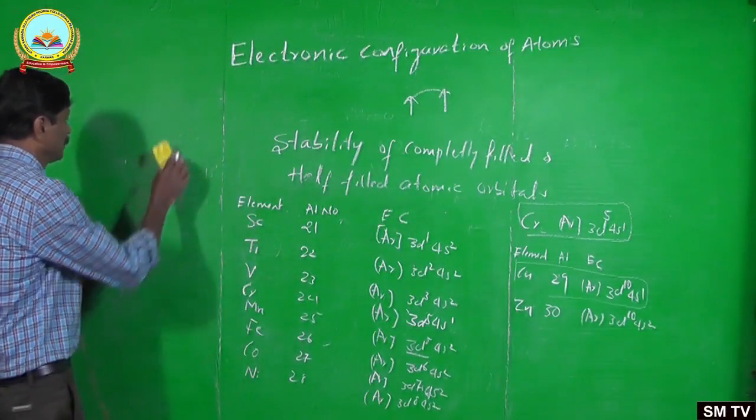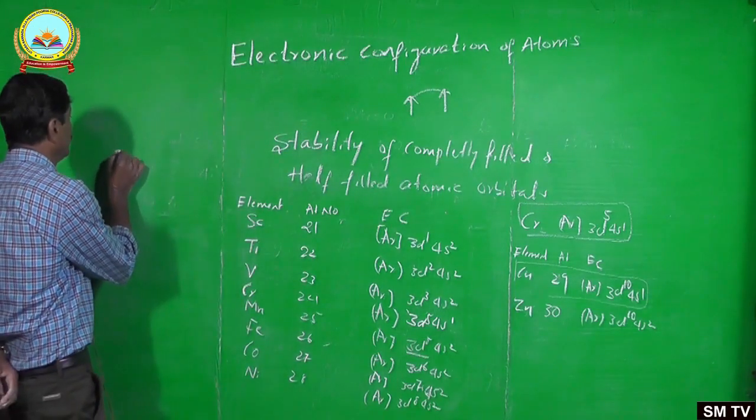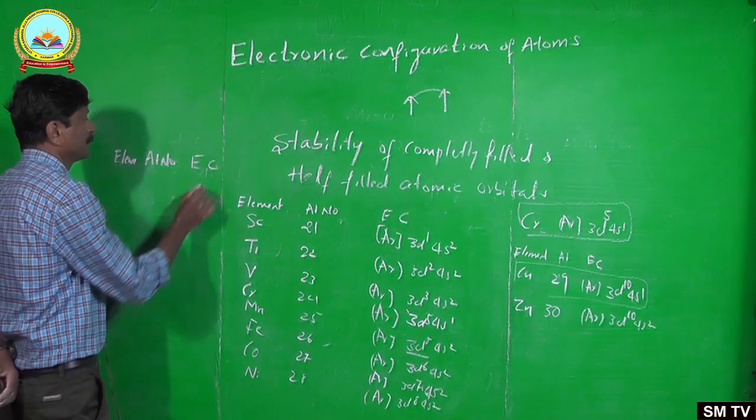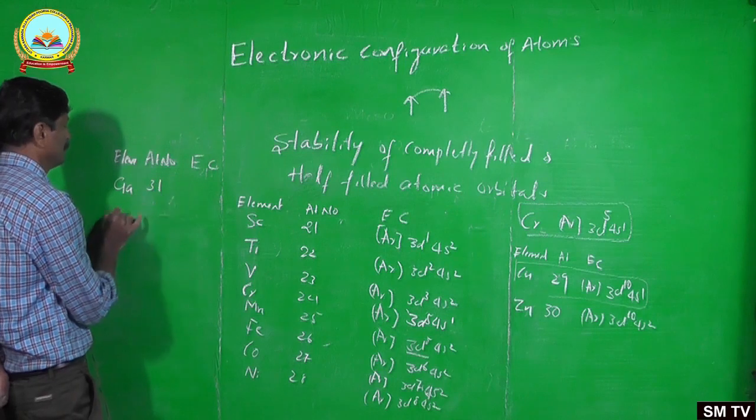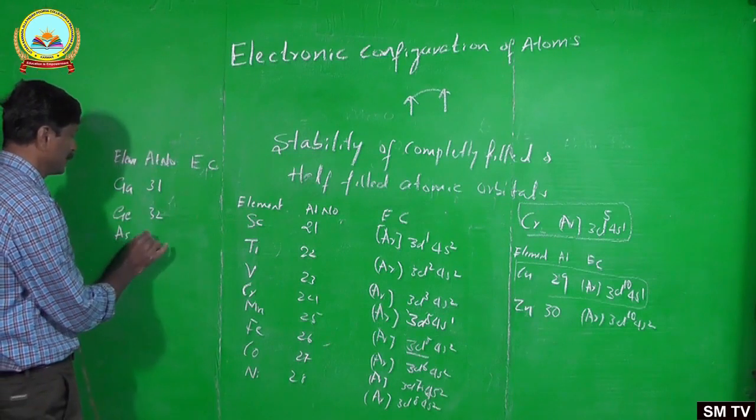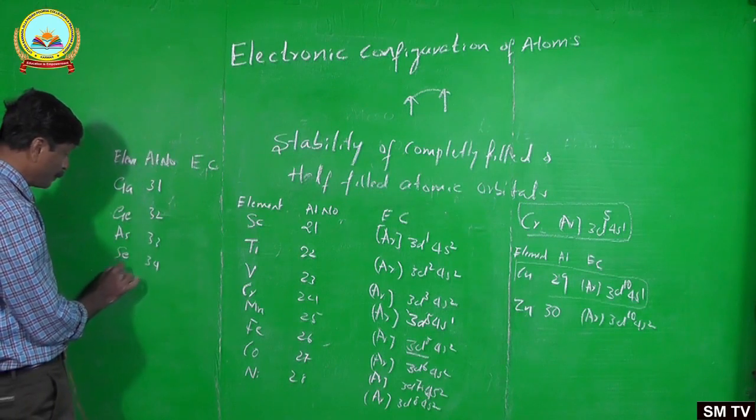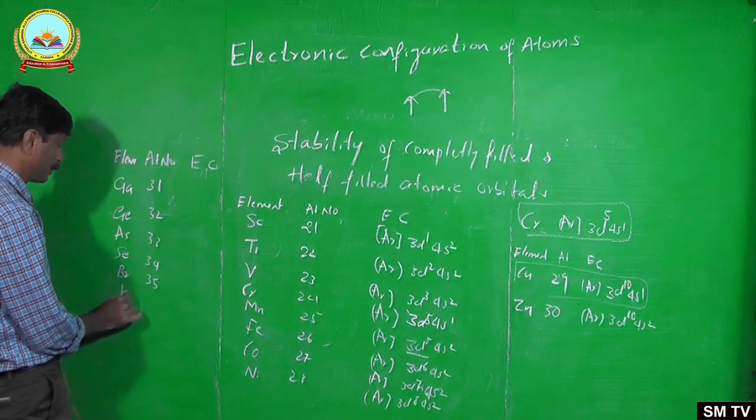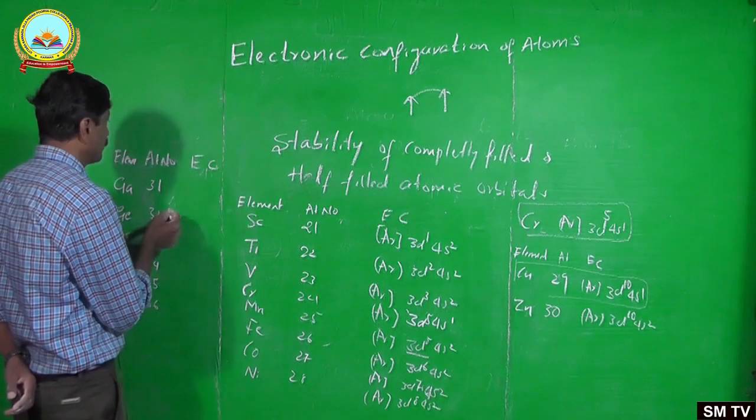Next, the element, atomic number and electronic configuration. The elements are gallium, atomic number 31, germanium 32, after that arsenic 33, selenium 34, bromine 35, krypton 36. So what is the electronic configuration here?